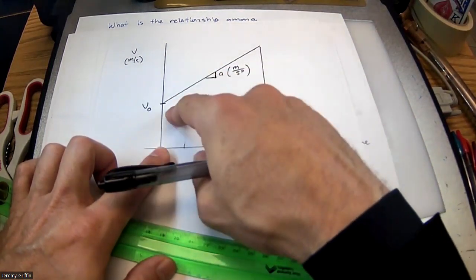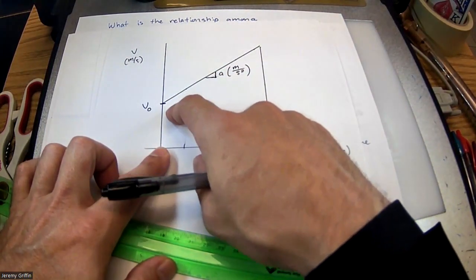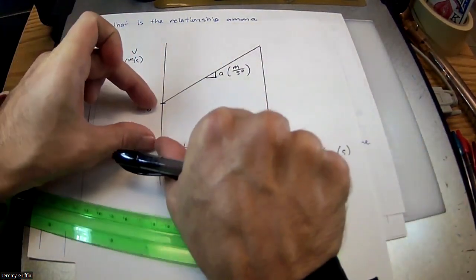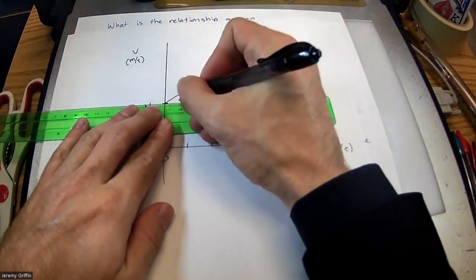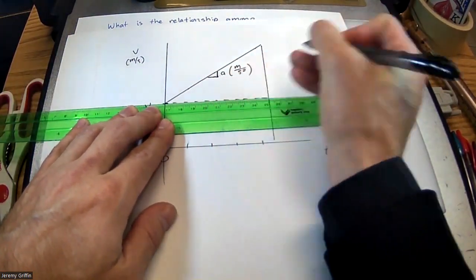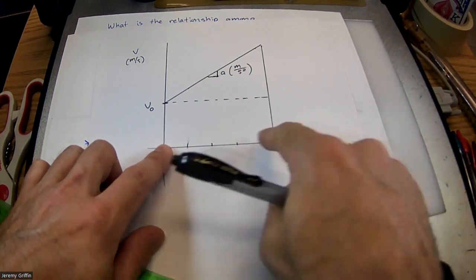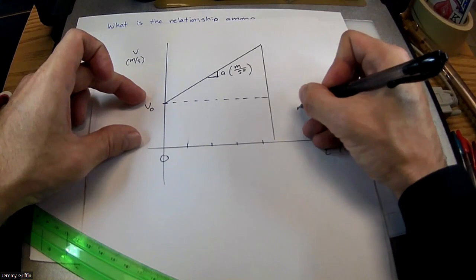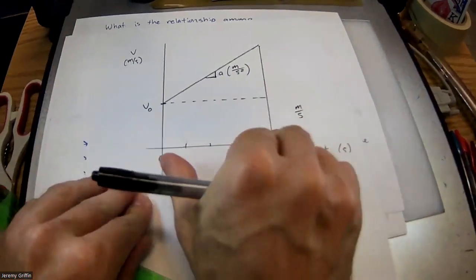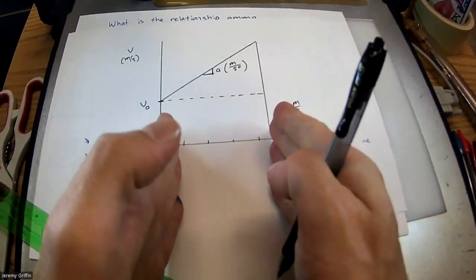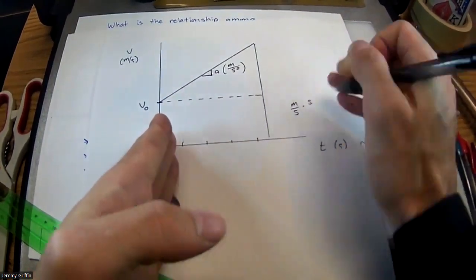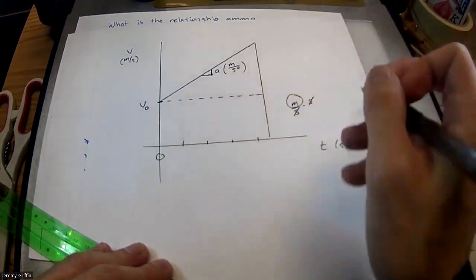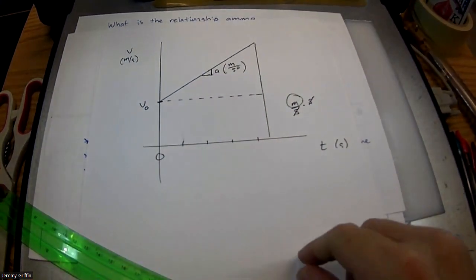What unit does this area have? Area is something like base times height. If it was a rectangle, it would be base times height exactly. Suppose I split this into a rectangle and a triangle. This base times this height: what is this, meters per second, multiplied by the unit for the base of this rectangle? Seconds. What is meters per second multiplied by seconds? Meters, right? Displacement.